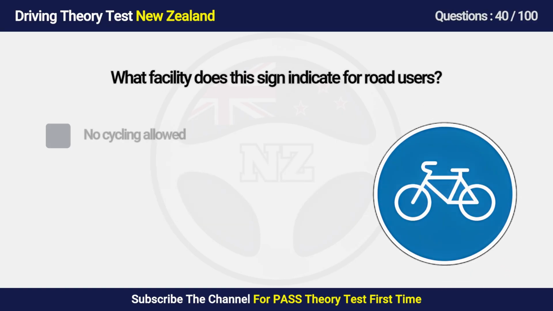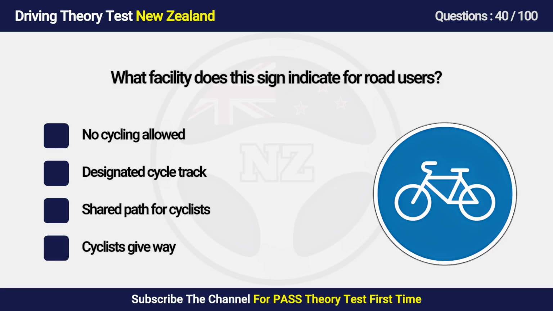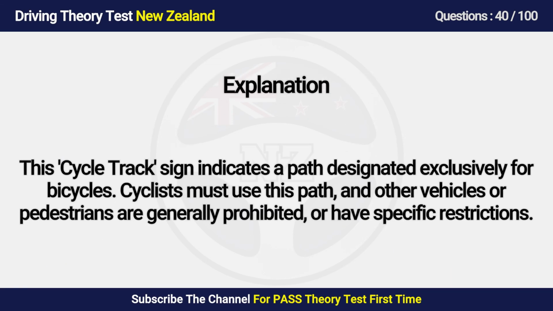Question 40. What facility does this sign indicate for road users? A. No cycling allowed. B. Cycle track. C. Shared path for cyclists. D. Cyclists give way. Answer is B. Cycle track. This cycle track sign indicates a path exclusively for bicycles. Cyclists must use this path, and other vehicles or pedestrians are generally prohibited or have specific restrictions.